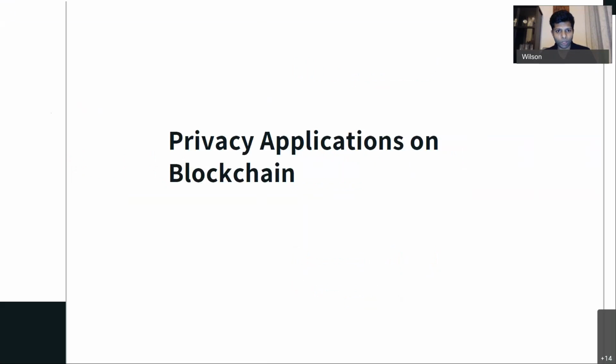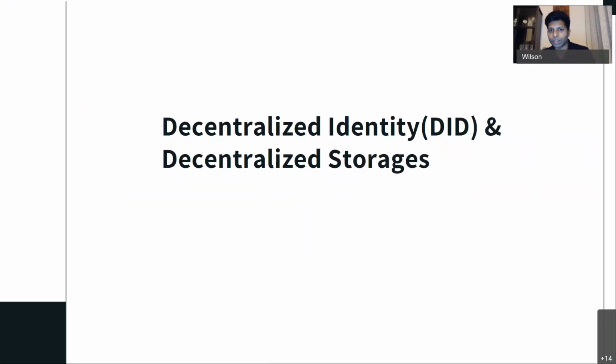So I wanted to touch upon how we can build these privacy applications. How do you create one? It deals with two parts. One is decentralized identity, and the second is decentralized storage. I will dive into both of these and how these two layers can help in building a privacy-focused application.